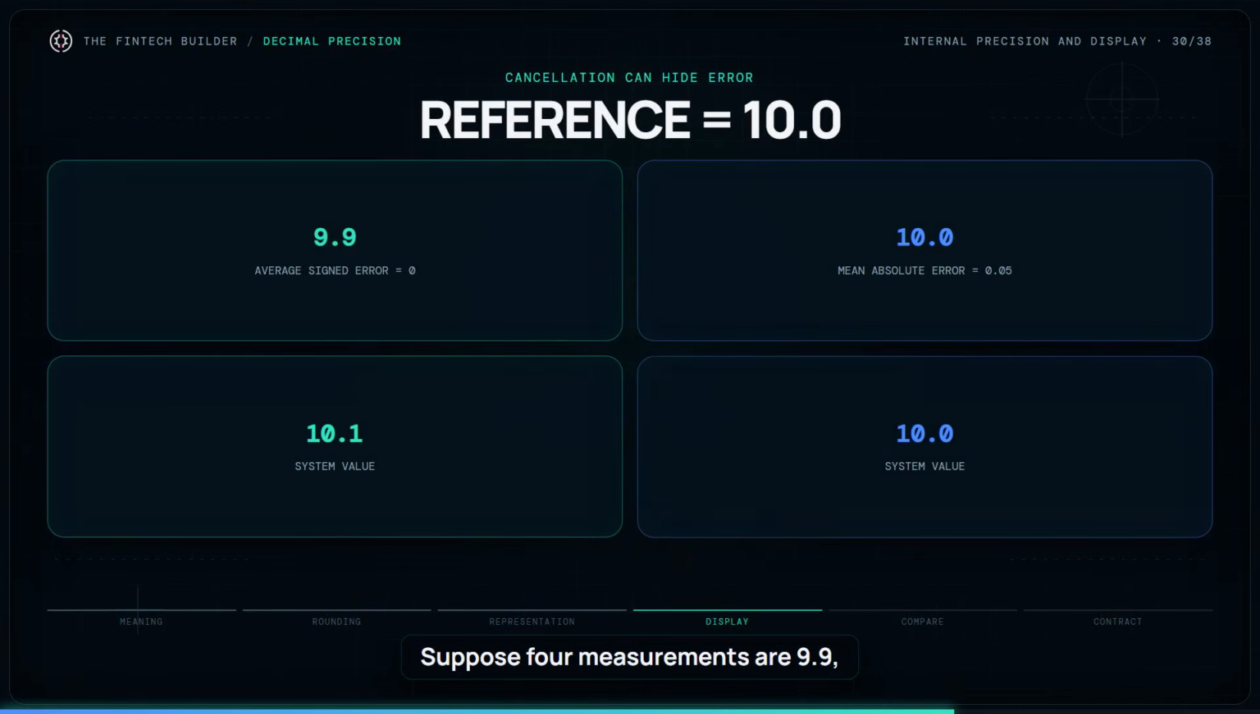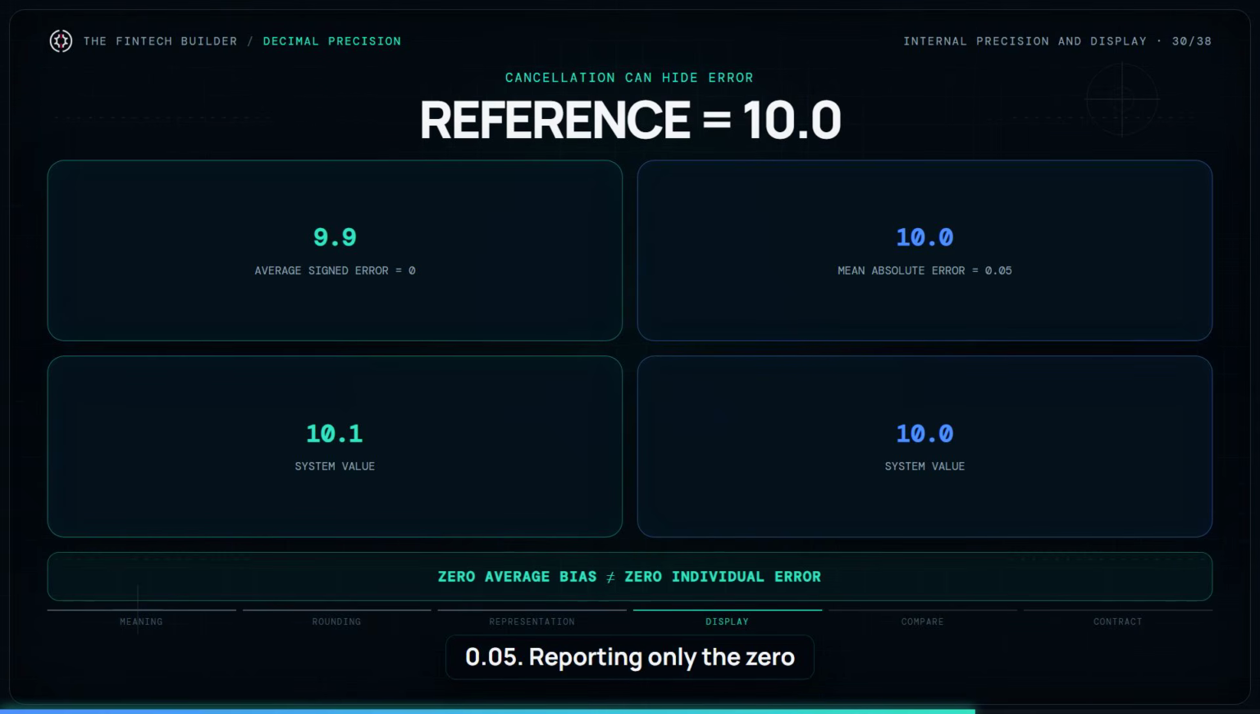Suppose four measurements are 9.9, 10.0, 10.1, and 10.0, compared with a reference of 10. Their average sign error is 0 because positive and negative errors cancel, but their mean absolute error is 0.05. Reporting only the zero bias would hide the individual measurement errors.